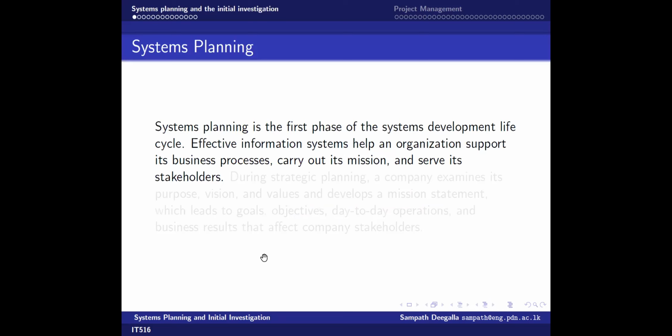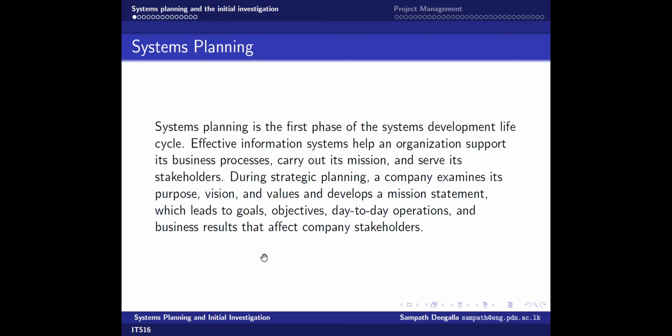To start with, if you remember our structured system development life cycle, we have seen this as the first phase in the system development life cycle. And the idea of this is we want to build an effective information system, and in doing so, we need to help the organization.